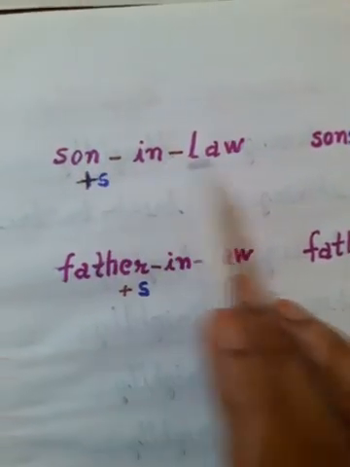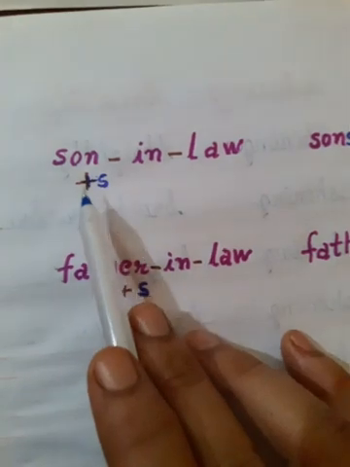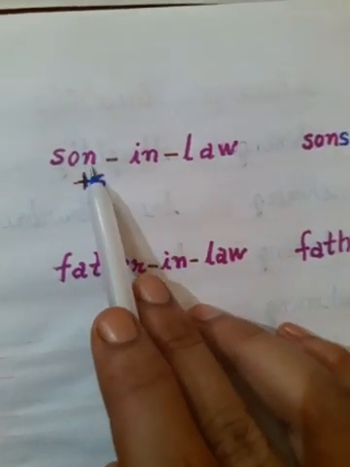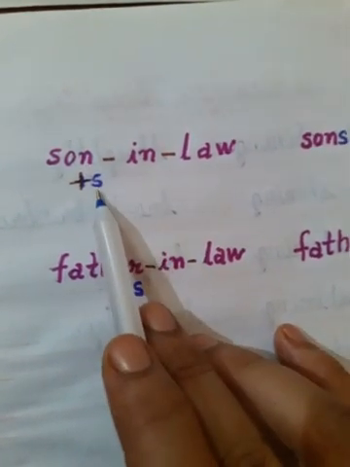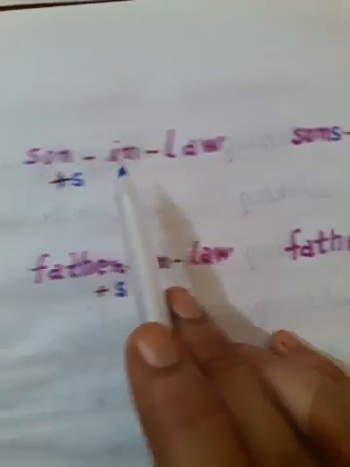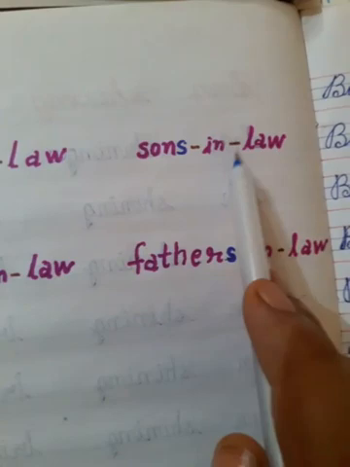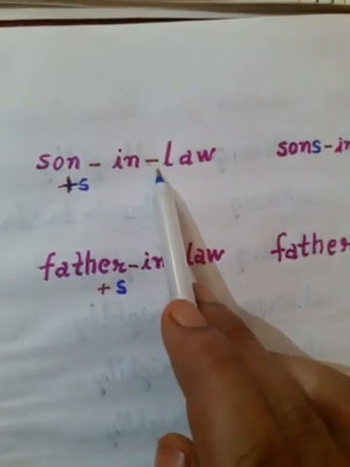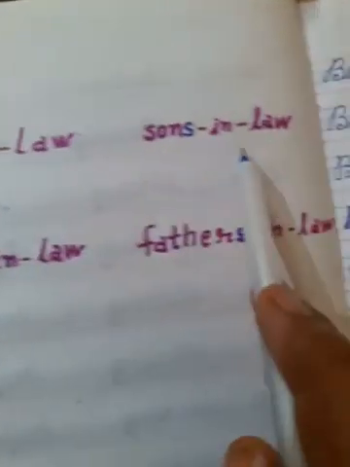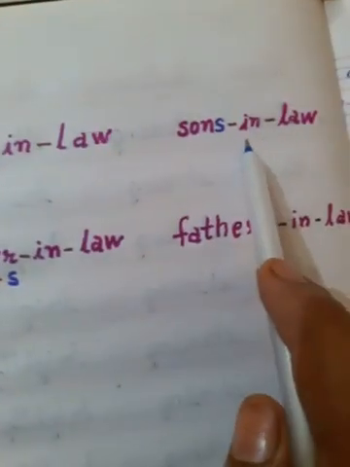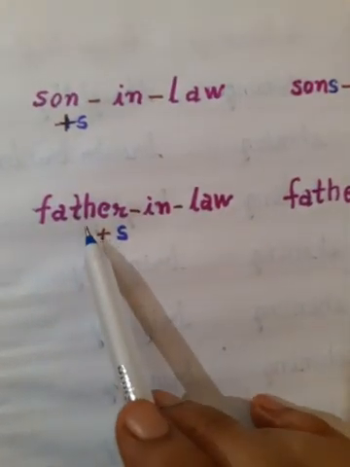Singular is son-in-law. So what do we have to add? Add s to where? To the main word. Son is the main word. We will add s, so it becomes sons. See, sons-in-law. We add s, so it becomes plural and it is your singular. When we add s, it becomes plural. Son-in-law, sons-in-law.